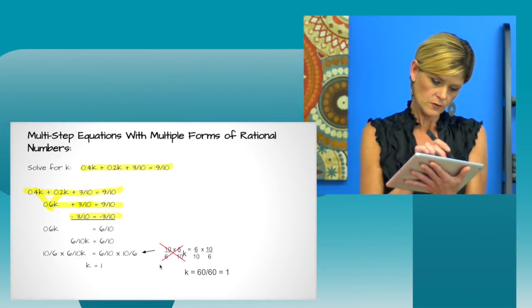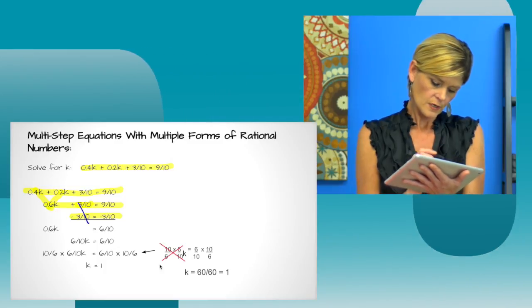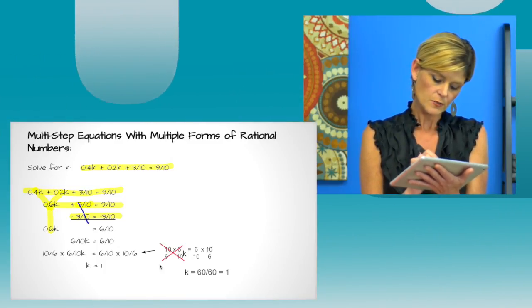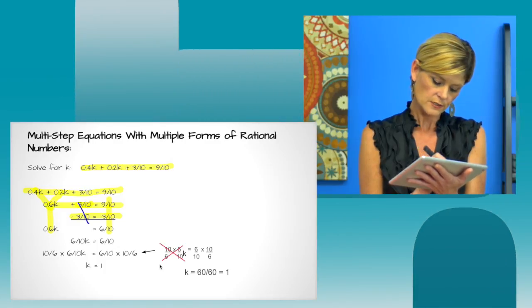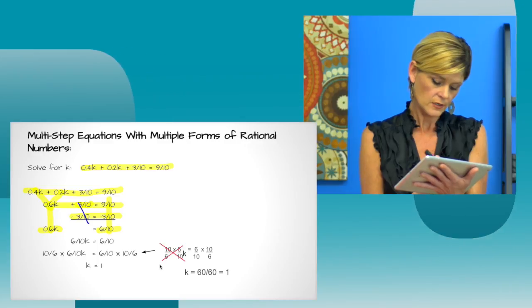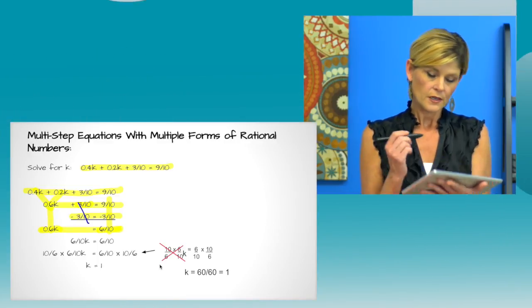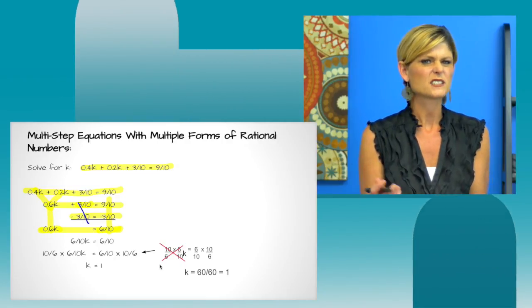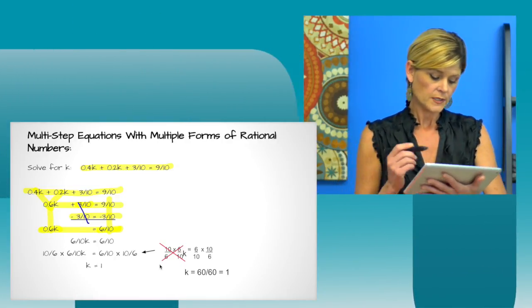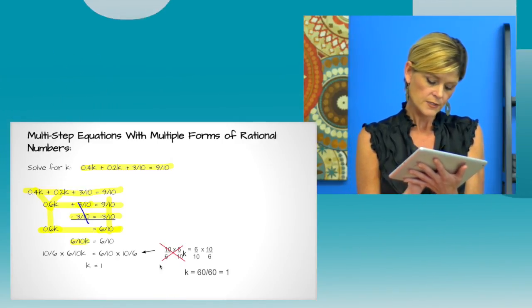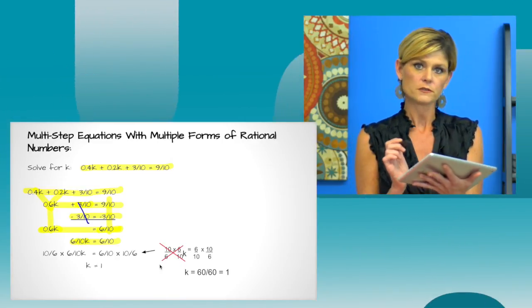This cancels out to nothing. Now I bring this 0.6k down. 9 over 10 minus 3 over 10 equals 6/10. So now it's written as 0.6k equals 6 over 10. Now I've got a decimal, 0.6k, and I can pretty easily change that decimal into a fraction. 0.6k is the same thing as 6/10k. So now I have 6/10k equals 6/10.